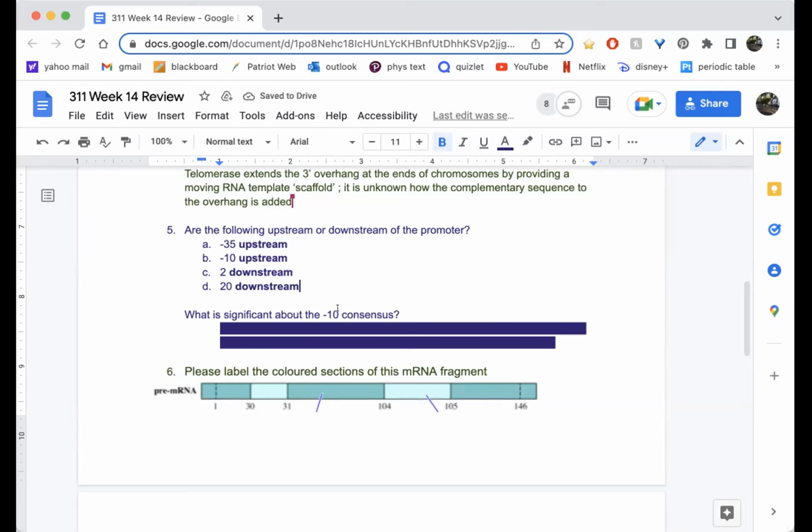And so what is significant about the numbers -35 and -10 and 2 and 20? 2 and 20 were just made up numbers that I made up. -10 and -35 do have significance to us. And so my question to you guys is, what's significant about the -10? Why should we even care about it?